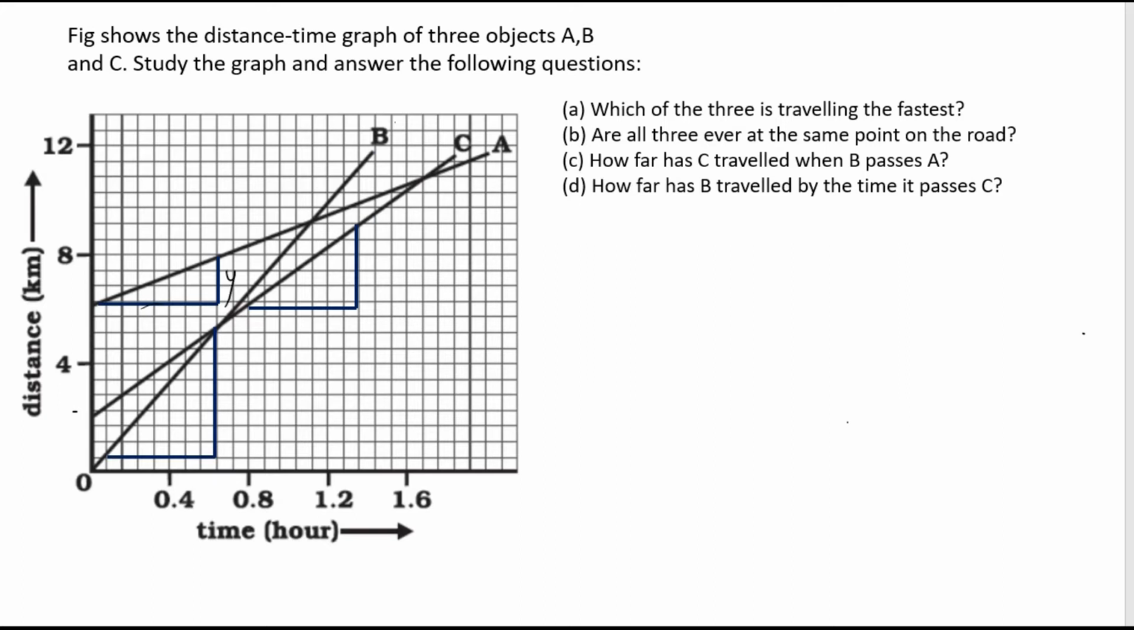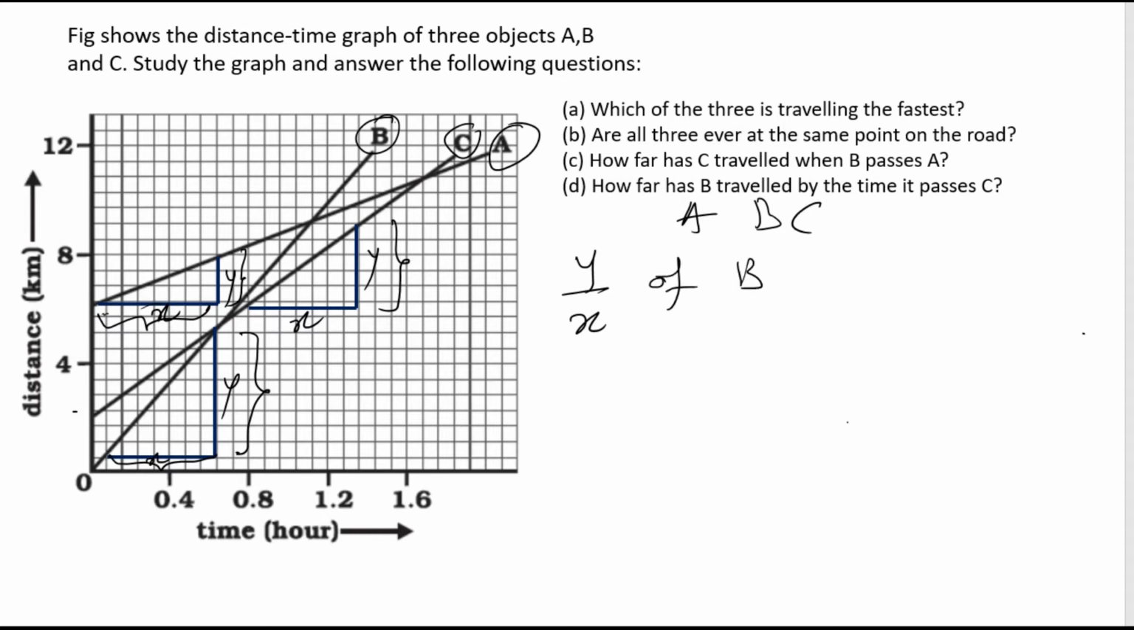Now you see, this is y and this is x of A, and this is y and this is x of C. For B, this one is y and x of B. Now you can compare y by x of all A, B, C. It's very clear that the length of y here is much greater than the length of x. So you can very easily tell that the value of y by x of B is greater, and that is why the speed of vehicle B is greater.